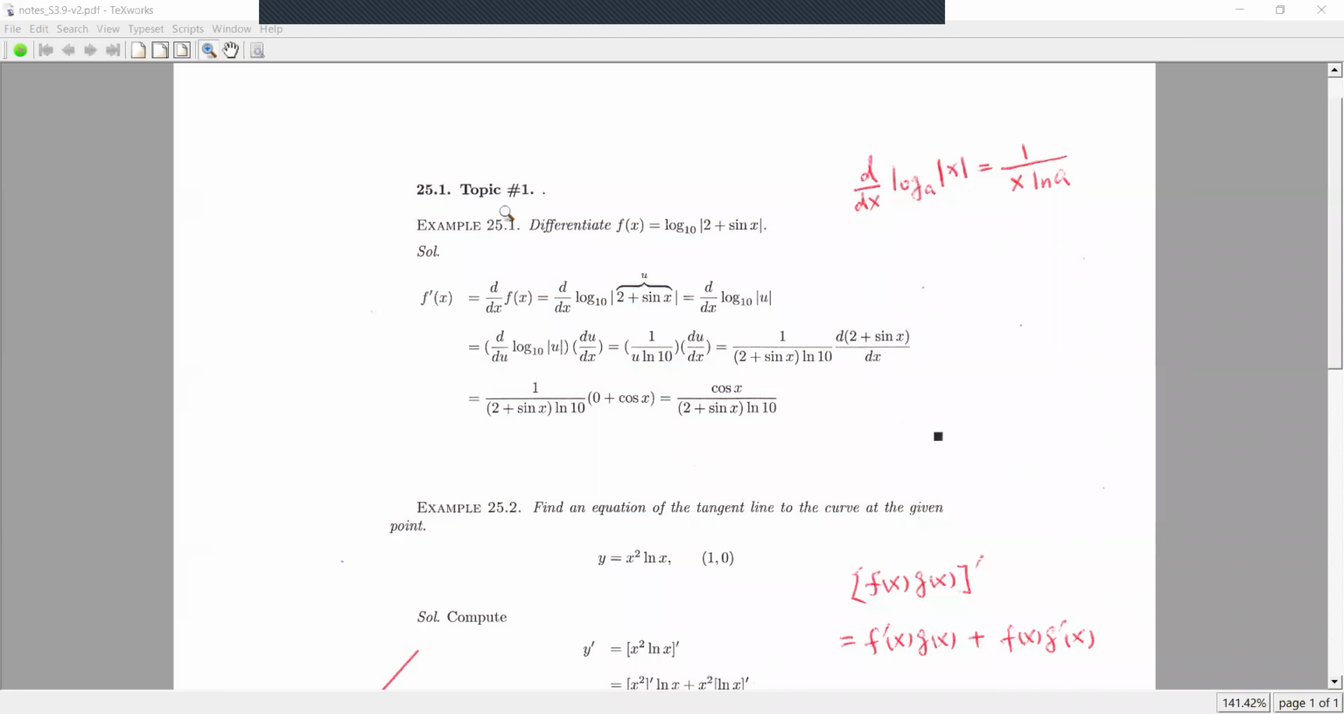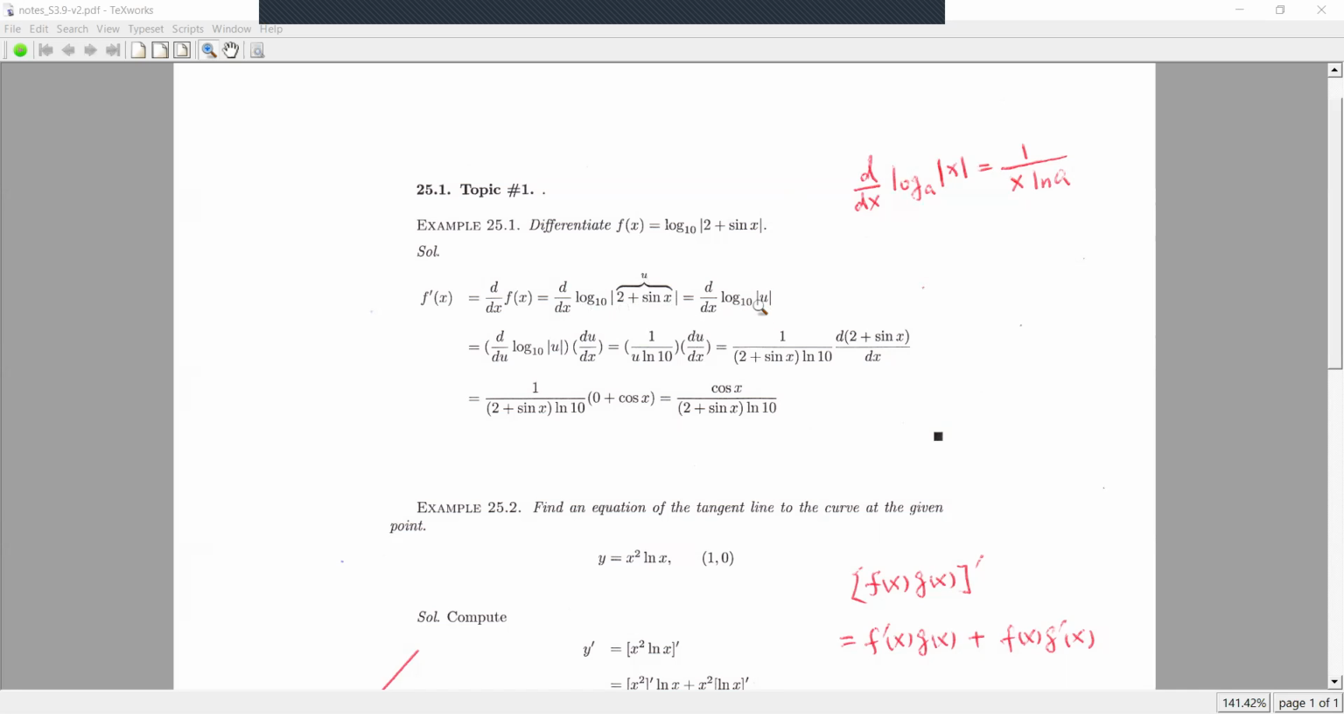Now, topic 1. Example 1. Differentiate this function. This function is log of absolute value of 2 plus sine of x. The base of the log is 10. To compute the derivative of this function, I want to use this formula. So I need to simplify the function. I let u equal 2 plus sine of x. Then the function becomes log of absolute value of u.